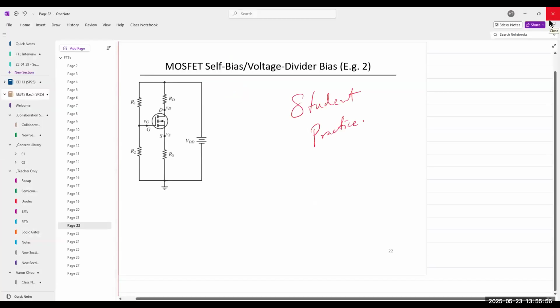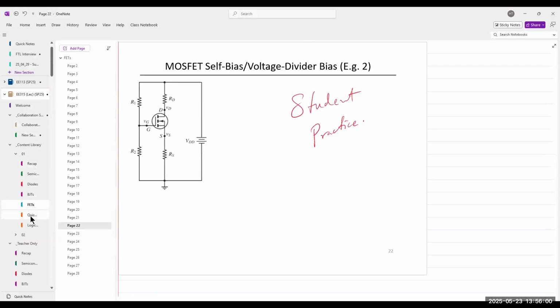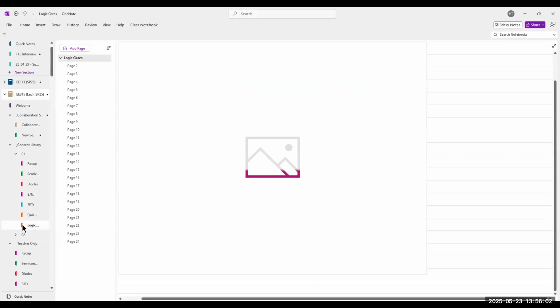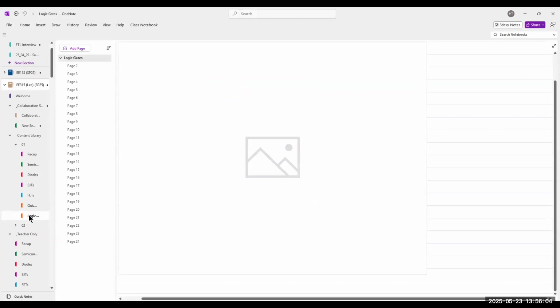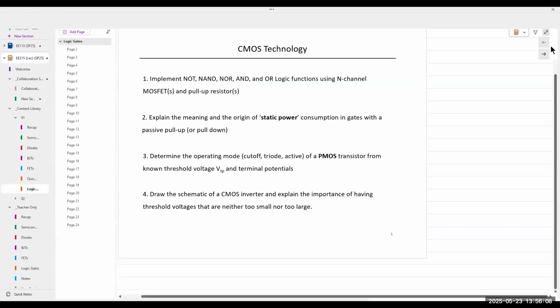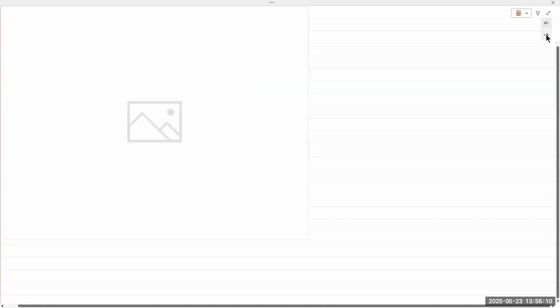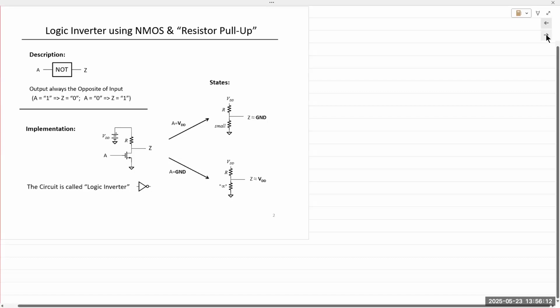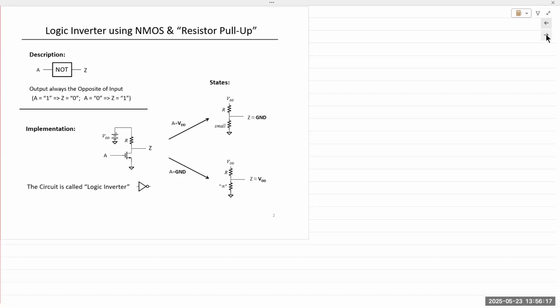All right. From here, let's turn our attention to applications. Logic gates, CMOS technology. What is CMOS? Complementary MOS. I went over this, definitely in the lab.